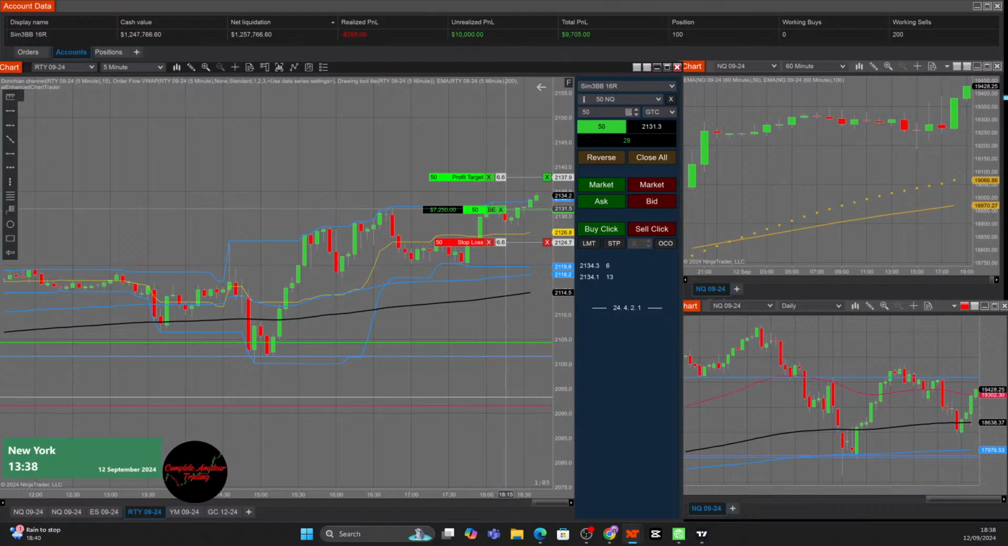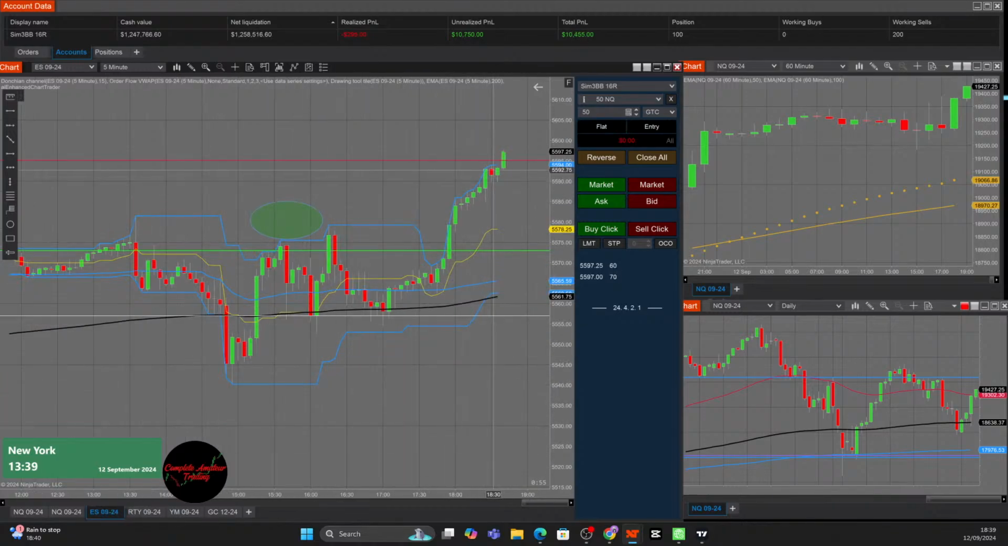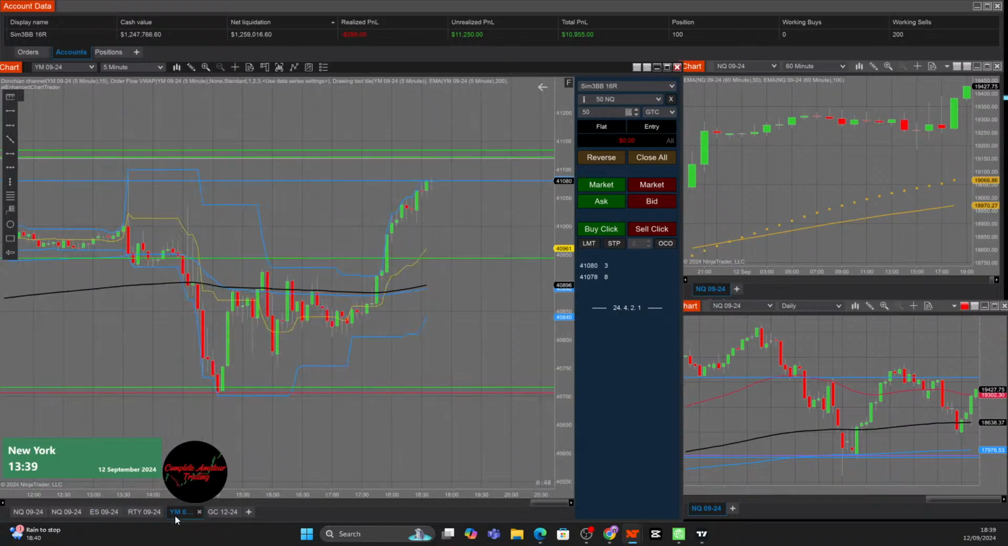Like the fact that we've had a series of consecutive green candles. Seeing a push towards 600 here on ES. Hoping that we don't get to 600 and have a big sell-off. Still seeing strength there in YM. And a push to the upside on NQ.